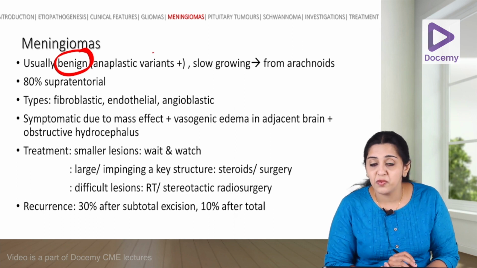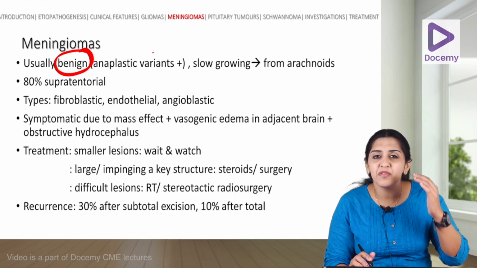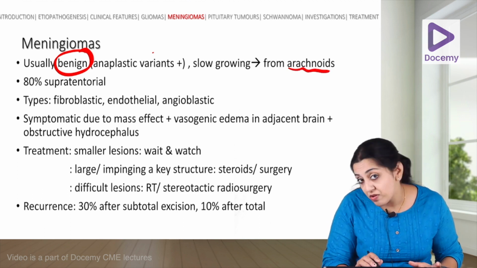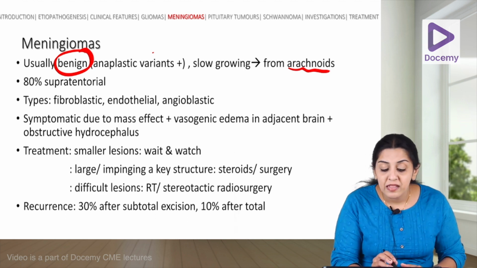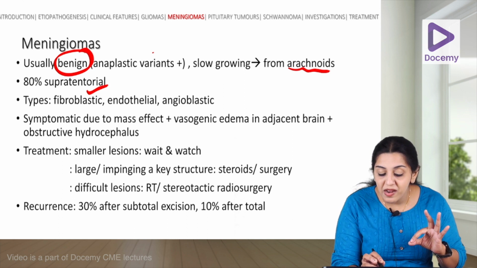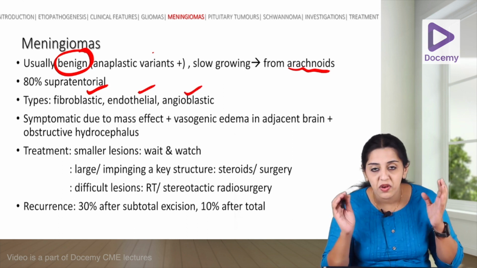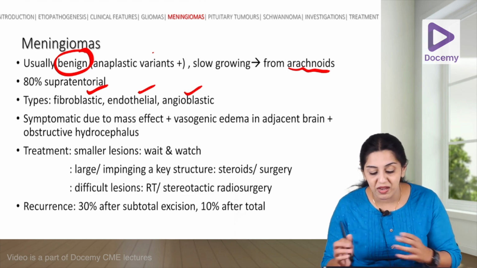Sometimes there are anaplastic variants also, and it's a slow growing lesion, so the symptoms will also be progressive. Usually it arises from the arachnoid mater. Okay, and 80% are supratentorial. There are three types: fibroblastic, endothelial, as well as angioblastic. Okay, just for fetching more marks: fibroblastic, endothelial, angioblastic.